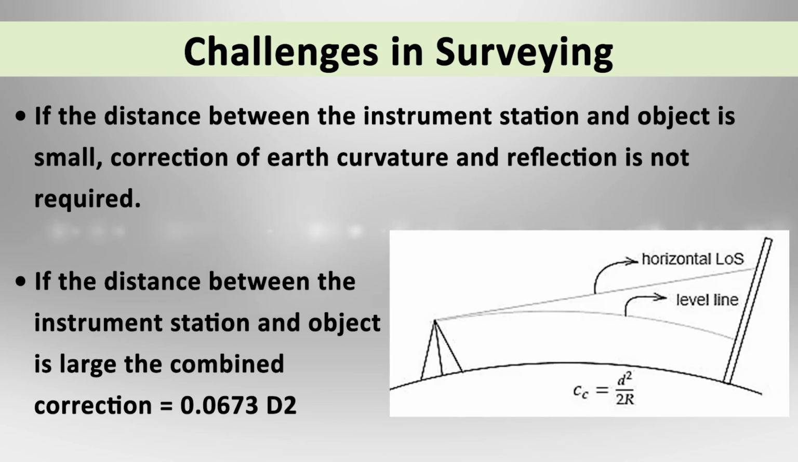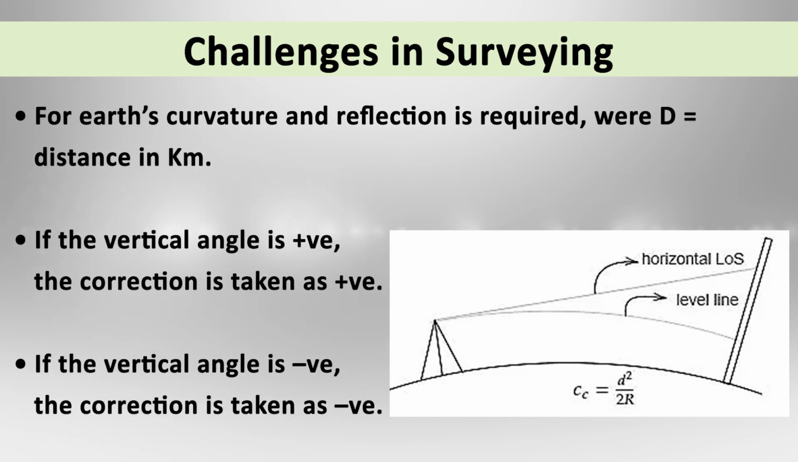If the distance between the instrument station and object is small, correction of Earth curvature and reflection is not required. And if the distance between the instrument station and the object is large, the combined correction, that is 0.0673 d square for Earth's curvature and reflection, is taken, where d is distance substituted in kilometers. If the vertical angle is positive, the correction is taken as positive, and if the vertical angle is negative, the correction is taken as negative.